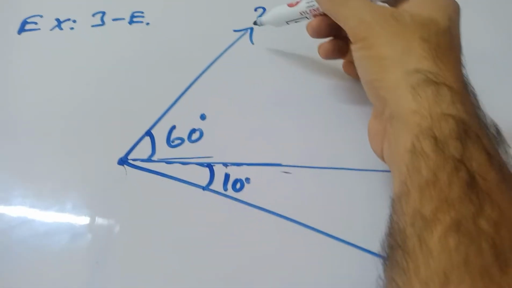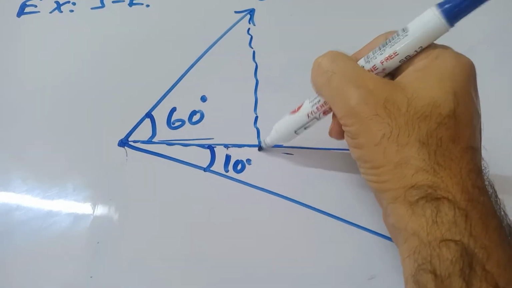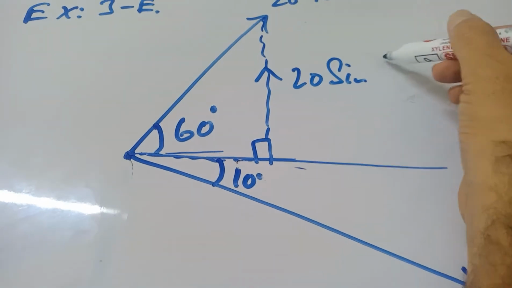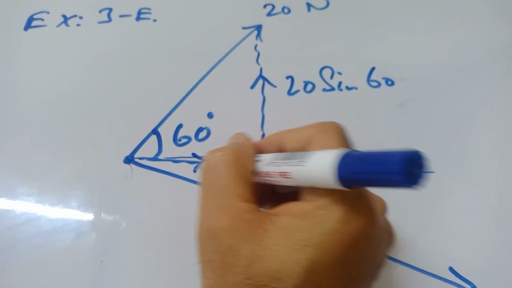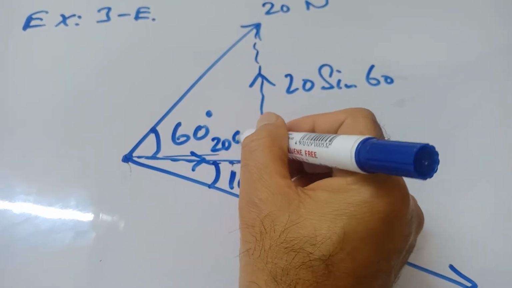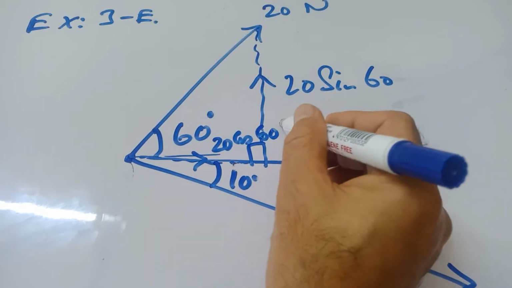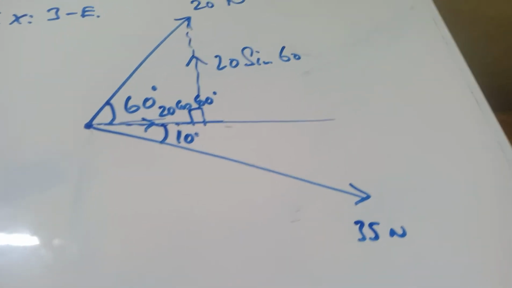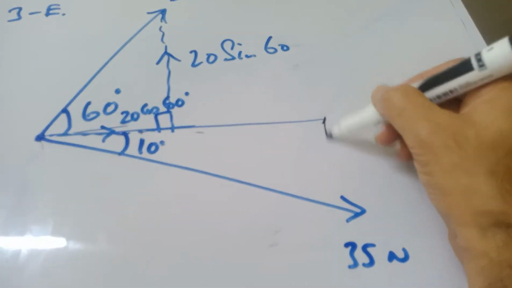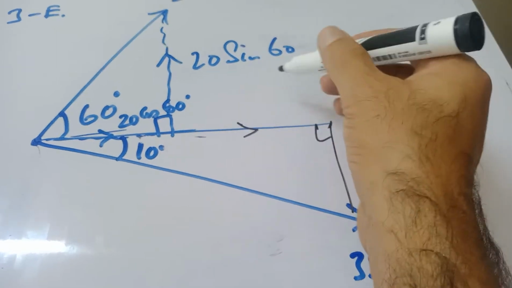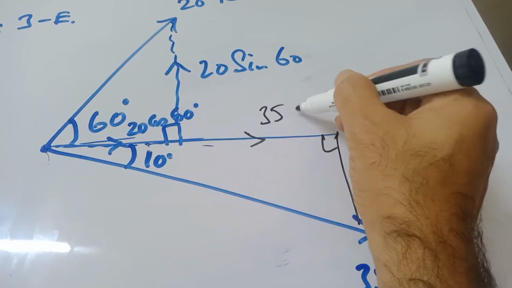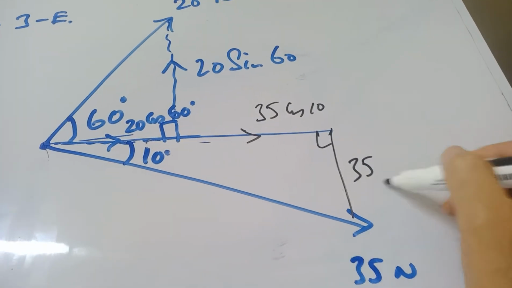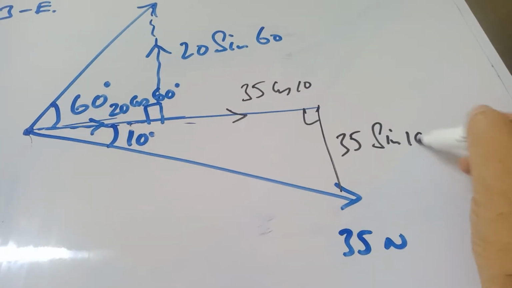So I shall be resolving it like this: the force over here, this one is 20 sine 60 and this one is 20 cos 60. I wish I had different colored markers. Okay, I have this black one. And this one is going to be resolved like this: this is 35 cos 10 and this is 35 sine 10.